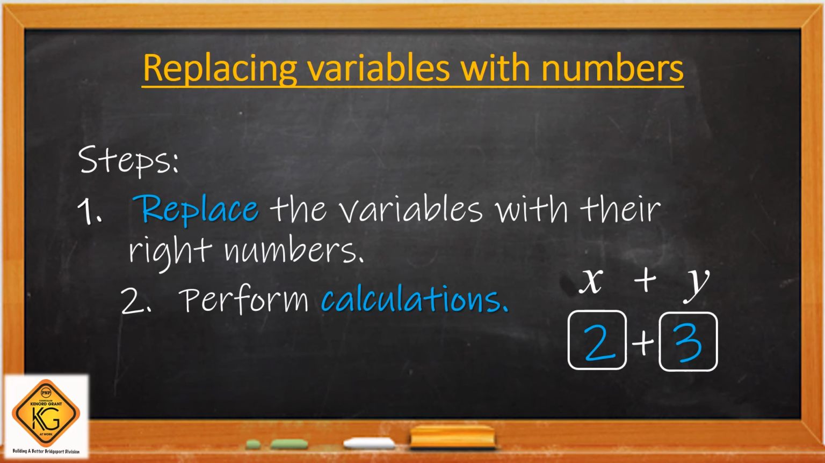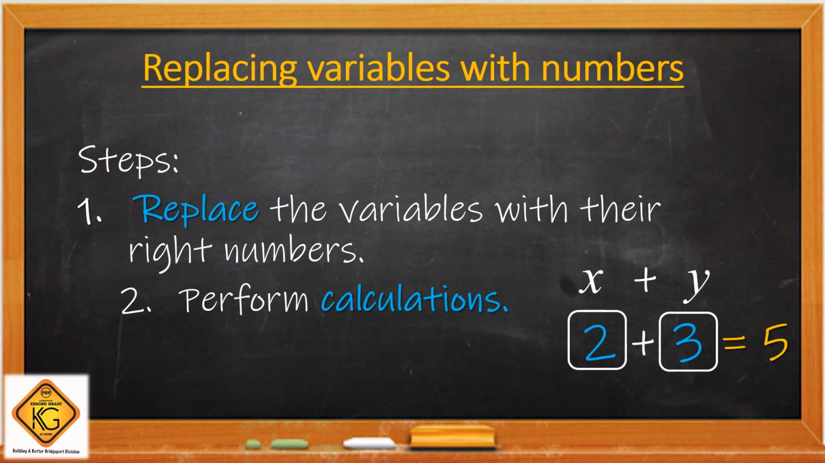Step 2. We performed calculations. After we would have replaced the variables with the numbers, all that's left to do is to perform the calculations we see before us. In this case, all we needed to do was to add 3 to 2, and then we got 5. It's that simple.